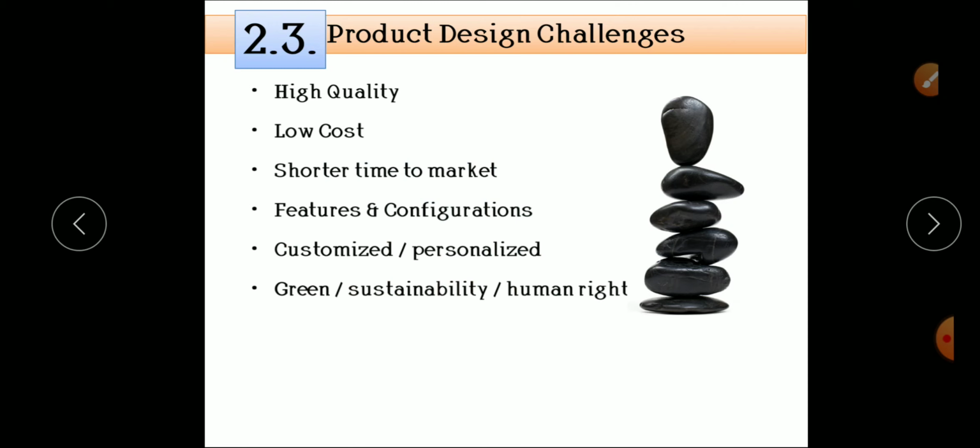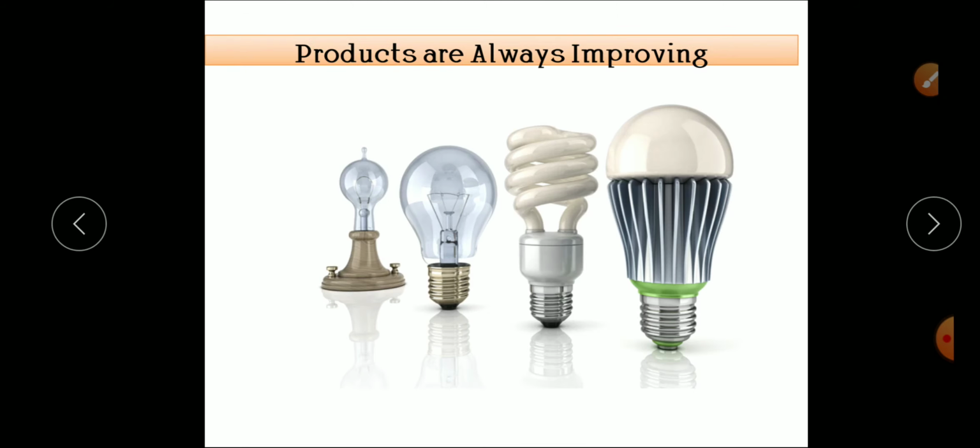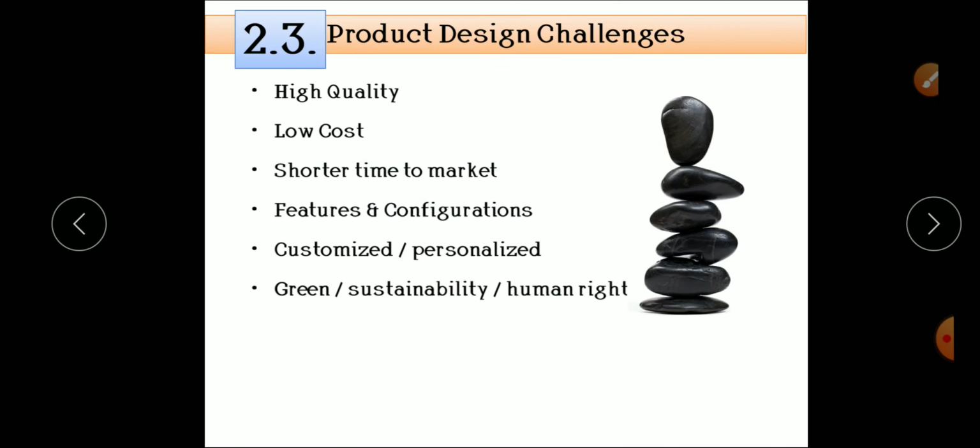In old days we used the 60 watt bulb, and we can consider this as an example. After that came the CFL, and there again is an improvement, but the cost goes on increasing, though the life of the product is longer. So low cost is also a parameter, but it depends on the quality of the product, and that will come in a shorter time to market.